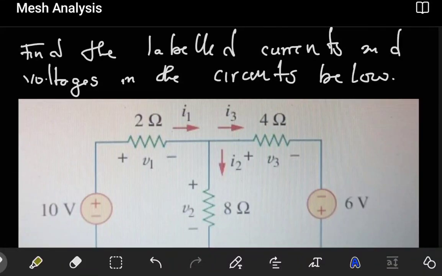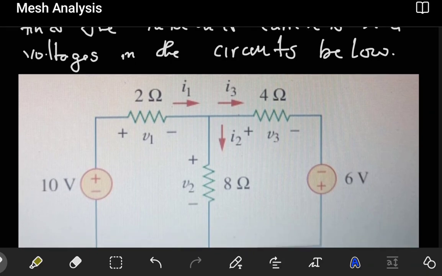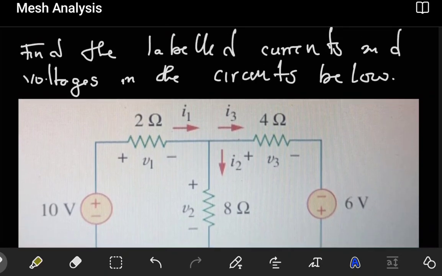Hi guys, in this tutorial we're going to look at mesh analysis. Then I'm going to work out a bunch of examples to see how we apply mesh analysis. This is going to be a two-part tutorial. In the first part we're just going to look at basic questions which you can work out using mesh analysis.